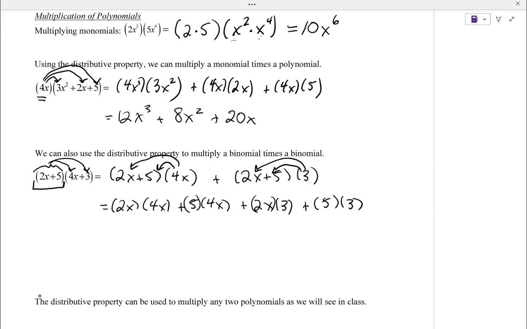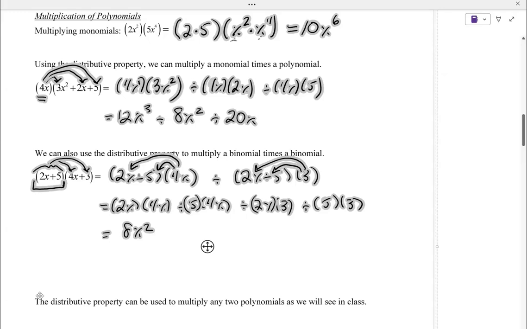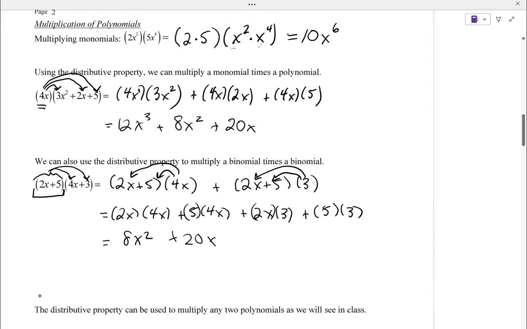Okay. Now we can simplify. What is 2x times 4x equal to? 8x squared, good. 5 times 4x is 20x, good. 2x times 3 is 6x, good. And then 5 times 3 gives us 15. Do you see anything that gets combined? Yeah, the 20x and the 6x are like terms. So you get 8x squared plus 26x plus 15.